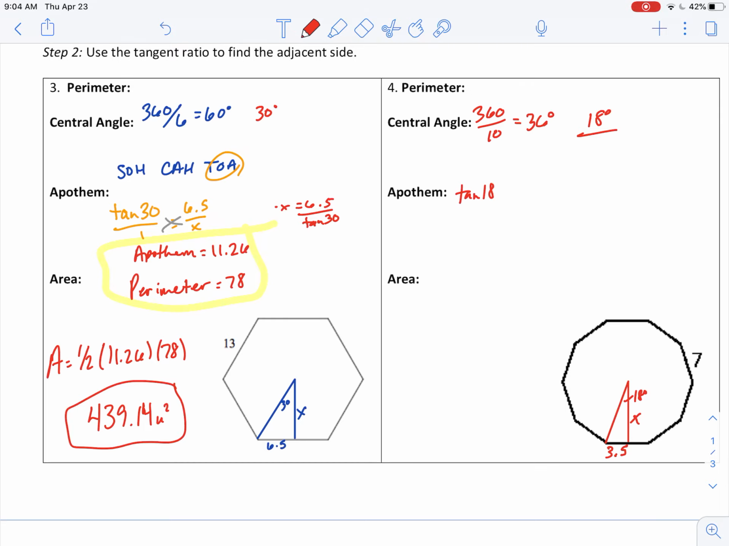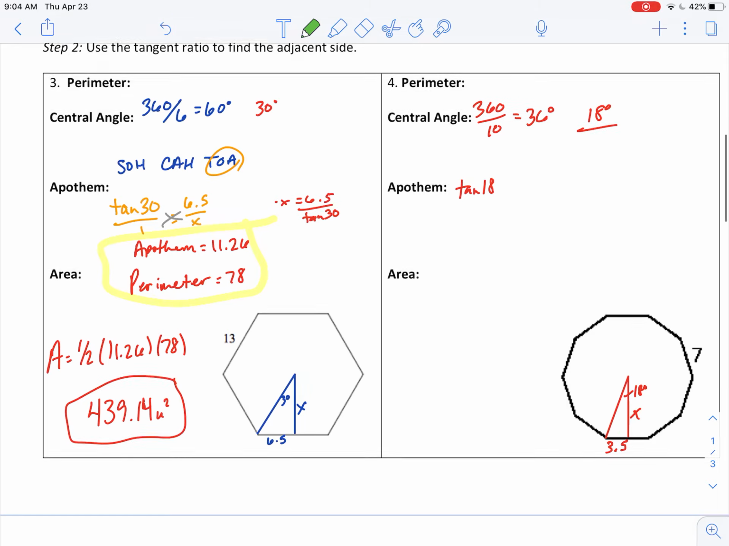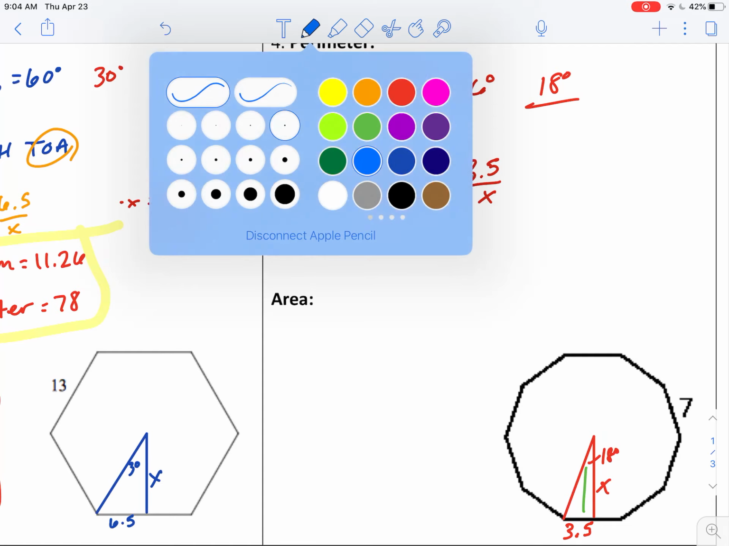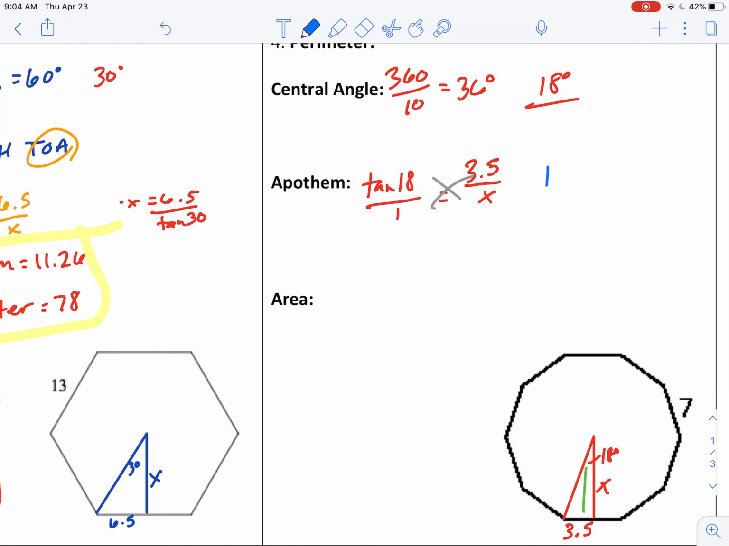So this is 18 degrees. The apothem is x. Half of this side length, 7, is 3.5. So we end up with the tangent of 18. And again, the reason it's tangent is I have opposite and adjacent. So tangent of 18 degrees is equal to 3.5 over x. So we're looking at cross multiplying again.